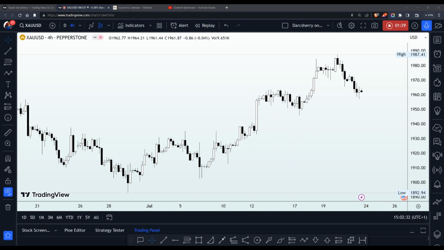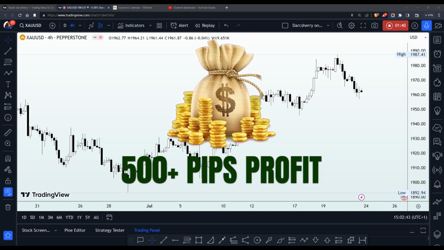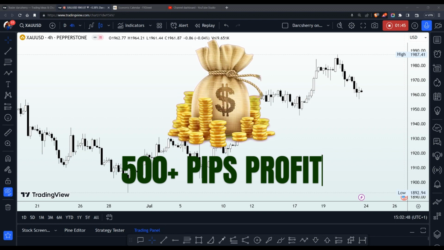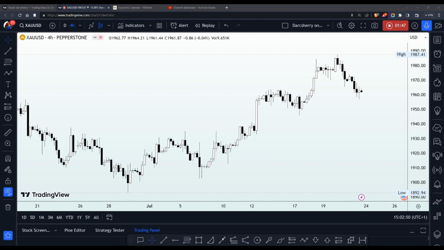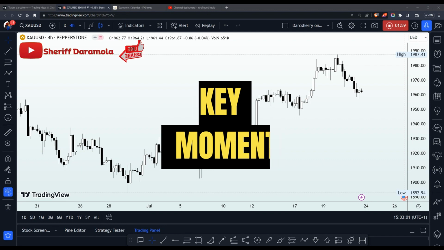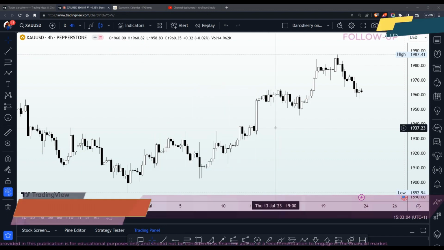For those who were with us during the previous technical setup on the gold spot, you will recall the phenomenal moment when price action moved over an accumulation of 500 pips in our favor after capitalizing on various buying and selling opportunities throughout the course of last week's trading session. Before we plunge into the technical intricacies of the upcoming week, let's take a moment to reflect on the key moments that influenced our decisions during the previous week.